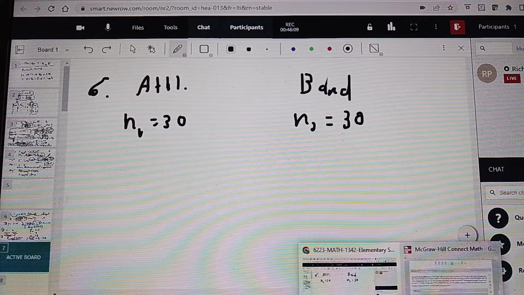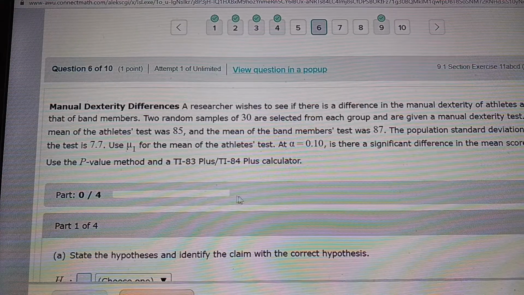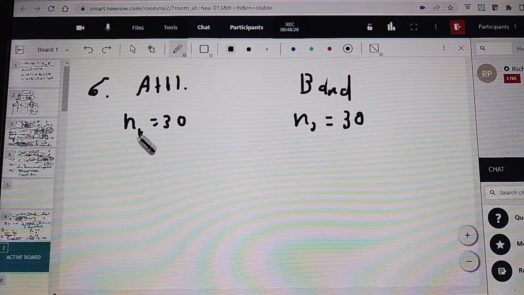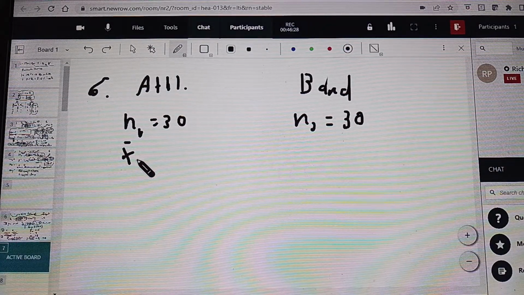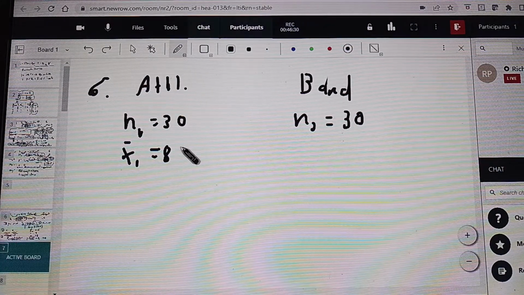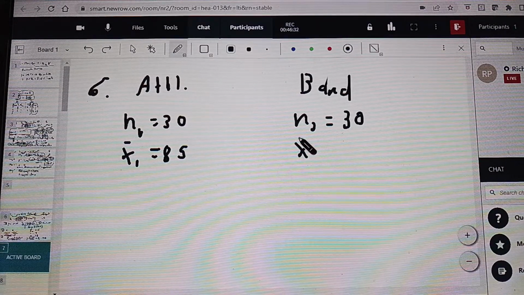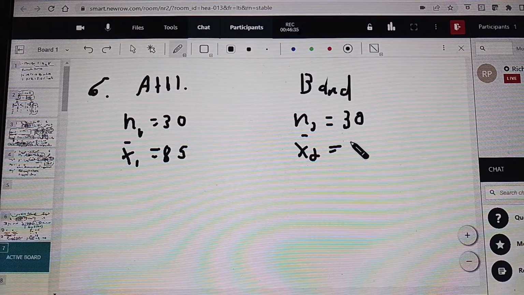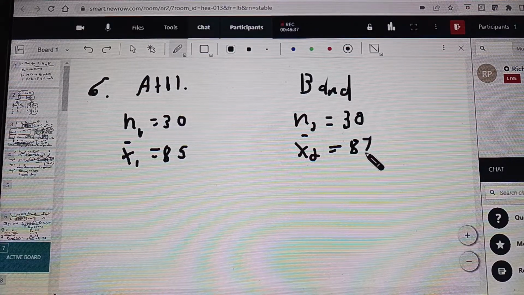I'm assuming these are independent samples, that they don't affect each other, because usually the band and the athletes practice separately, so that's a good assumption. Two random samples of 30 from each group are taken. The mean of the athletes was 85. The mean of the band was 87. So that's X bar 1 was 85, X bar 2 was 87. That's a little bit of a difference, but maybe not a significant difference.